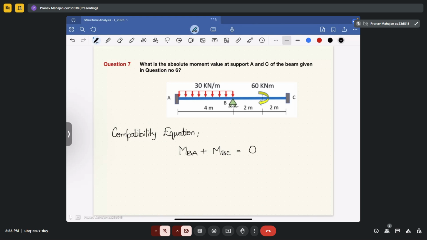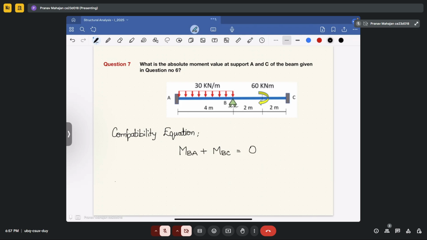So now we have to derive the equations for MBA and MBC, and then we will substitute in this compatibility equation, and from that we will get to know the value of theta B, and then we will substitute in the previous equations that we have derived, and from that we will get to know the absolute value of moments, that is MAB and MCB respectively. Okay, so let's solve this.